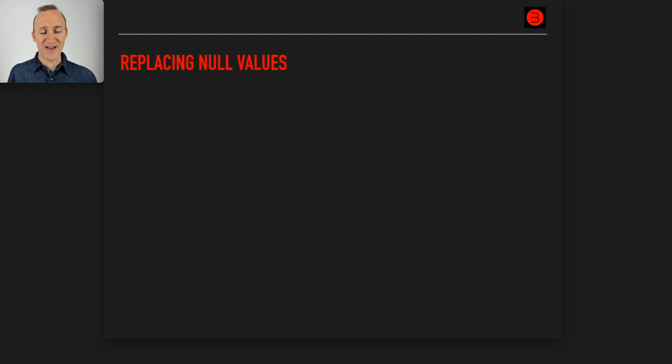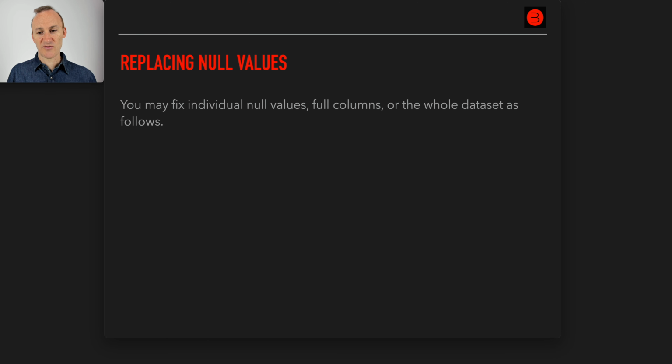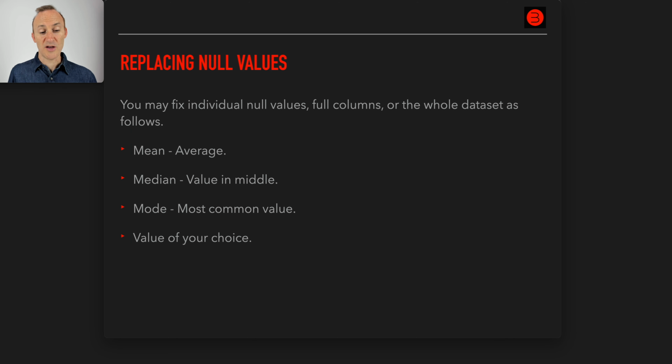So how, in fact, do we use Python to replace null values? Well, you may fix individual null values, full columns, or the whole data set as follows. Using the mean, which is the average, the median, which is the value in the middle, and the mode, which is the most common value. Also, it could be the value of your choice.